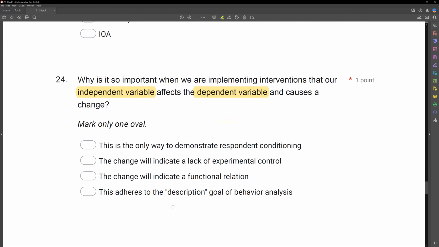If we look at D, adheres to description, goal of behavior analysis. Well, we have description, prediction, and control, right? Those are our goals. Description just says what we're looking at, observable and measurable. Then we have prediction. We're saying if this happens, this will happen. So hypothesis, there might be a correlation. Control is what we're demonstrating here. We actually have a functional relation. We have control over the behavior. So we're way past description if we're already intervening. What is occurring here and why it's so important is that this change will indicate a functional relation.